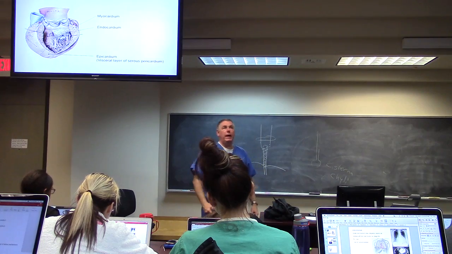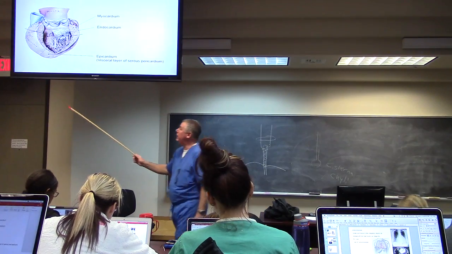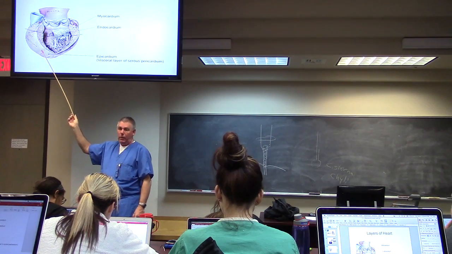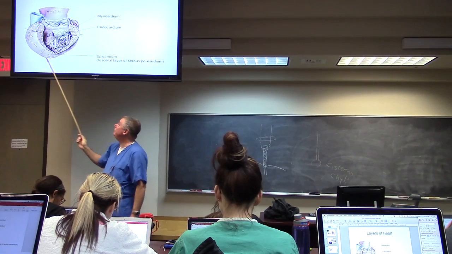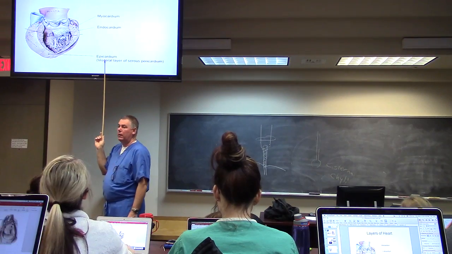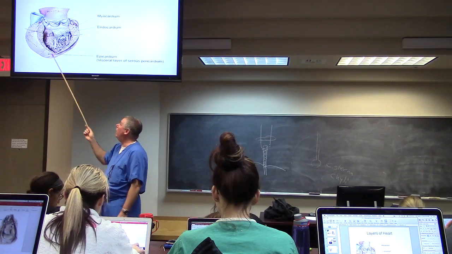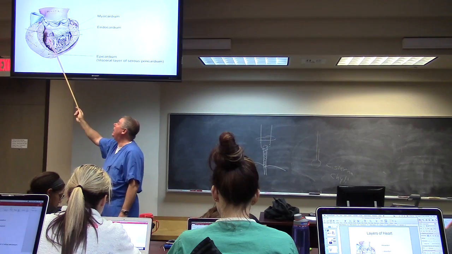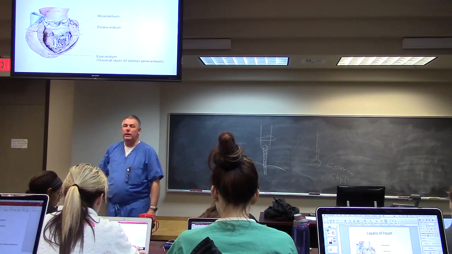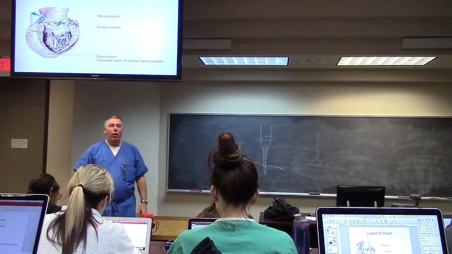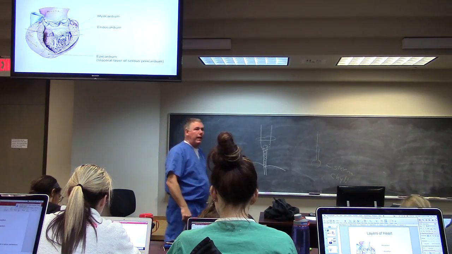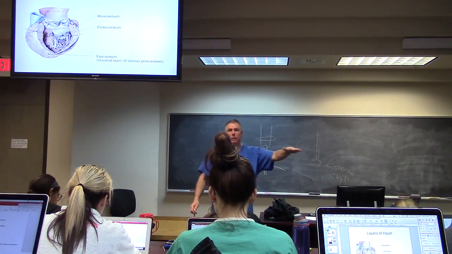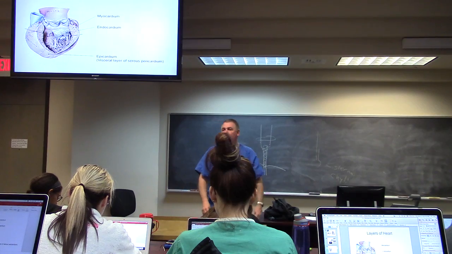Layers of the heart, there are 3 layers of the heart. The outermost layer is the visceral layer of the serous pericardium, also called the epicardium. The muscle of the heart is called the myocardium, and the inside of the heart is called the endocardium. The inside of the heart is just like the lining of the inside of a blood vessel. It's 1 cell layer thick, but that's called the endocardium.